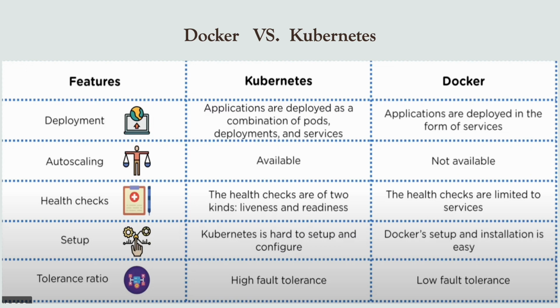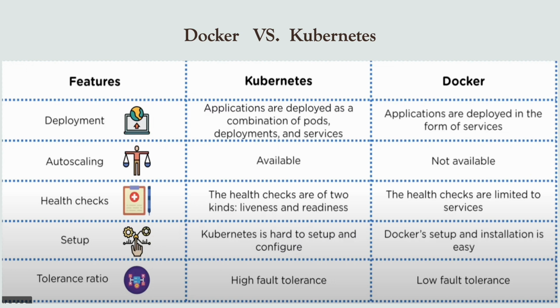So let's take a quick look at Docker versus Kubernetes in terms of features. For deployment, Kubernetes deploys an application as a combination of pods, deployments, and services, whereas in Docker, deployment is always in the form of services. Auto scaling: Docker doesn't support auto scaling, but Kubernetes supports auto scaling, scaling up and scaling down. Health checks of two kinds, liveness and readiness, are available in Kubernetes, but in Docker I think it's limited to services.